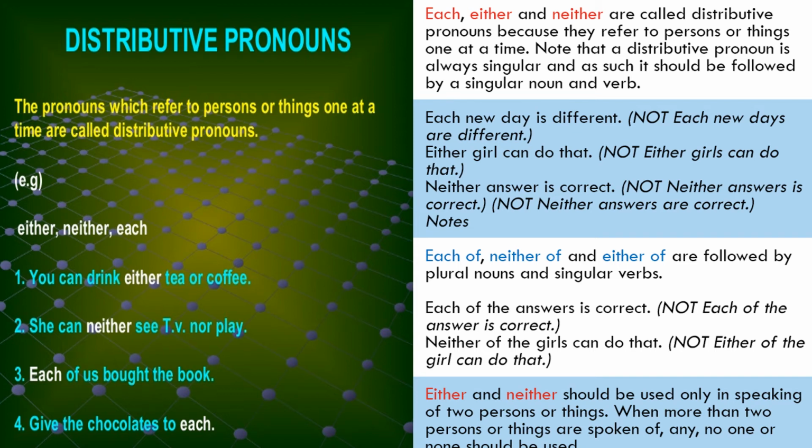Neither of the girls can do that. Not either of the girl can do that. Okay. So do you know the difference in the first one and the second one? Now, either and neither should be used only in speaking of two persons or things. When more than two persons or things are spoken of, any, no one, or none should be used.